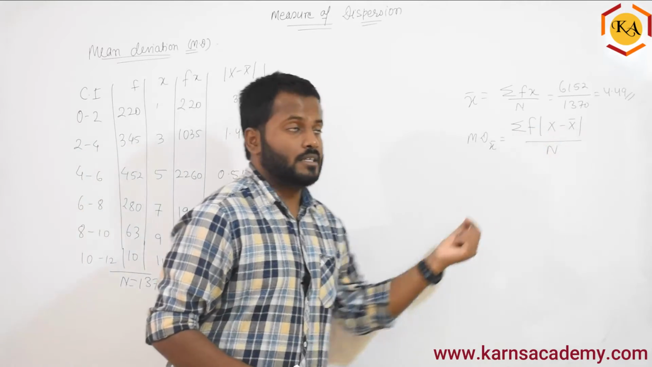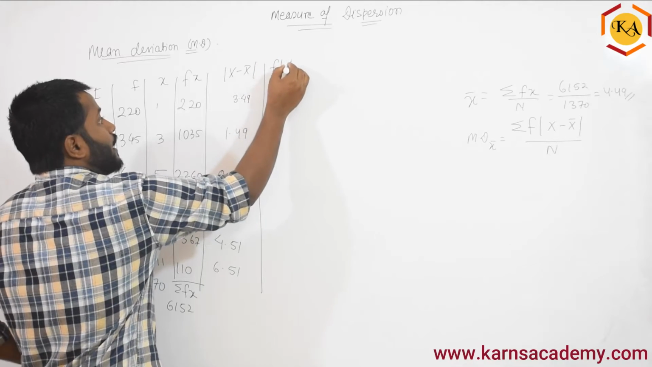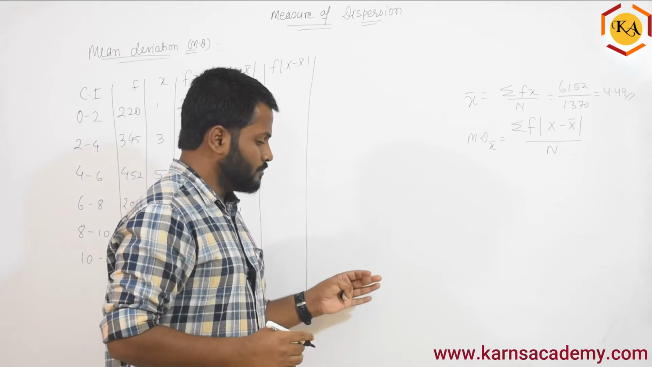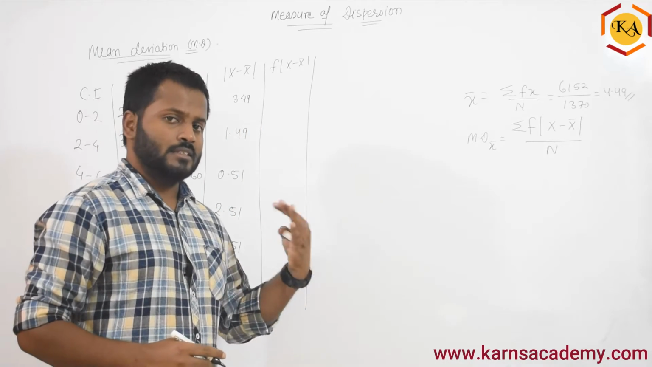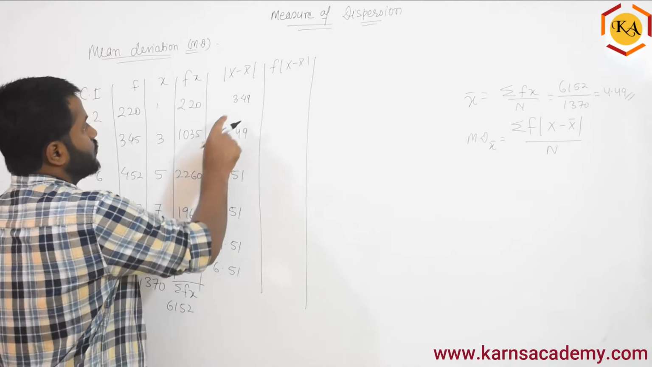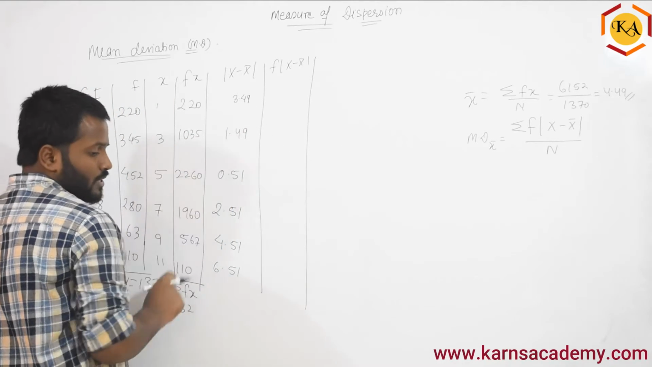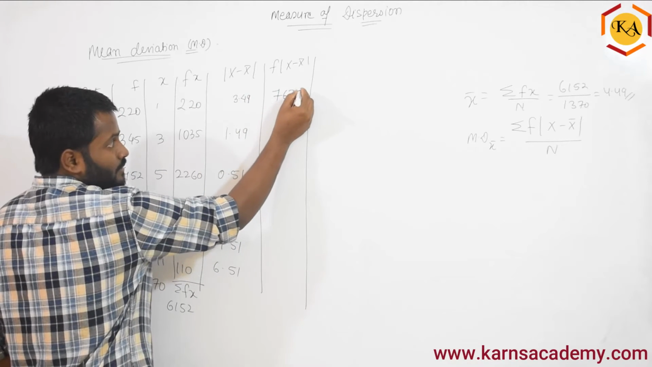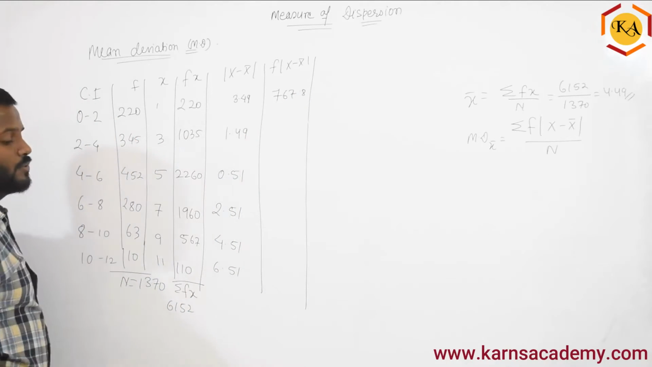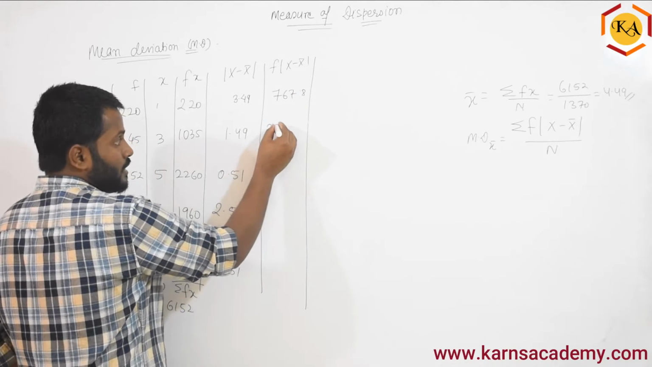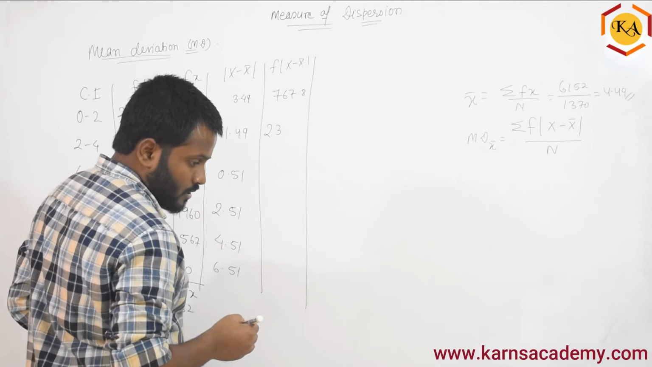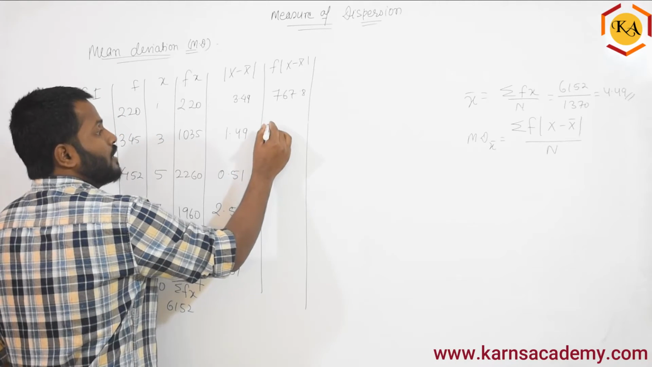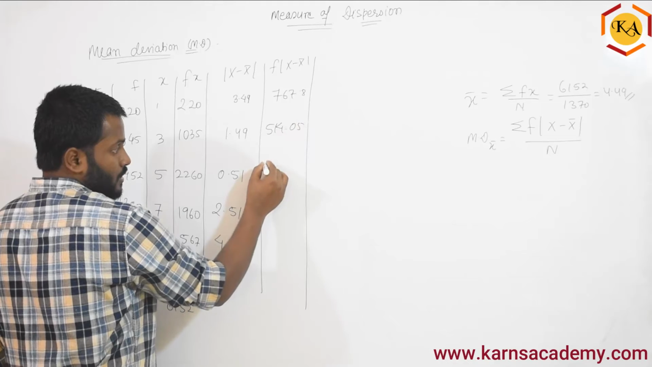Next column, what do you need? You need f into this part. So find out one more column, f into x minus x bar. So you could have done together, that's what I was trying to do. Since it's a first problem, let's do it normally and then later you can. So keep multiplying this with f and you write down the final answer. So 3.49 into 220 if you do, you will get 767.8. 1.49 into frequency 345, if you do, you will be getting 514.05.